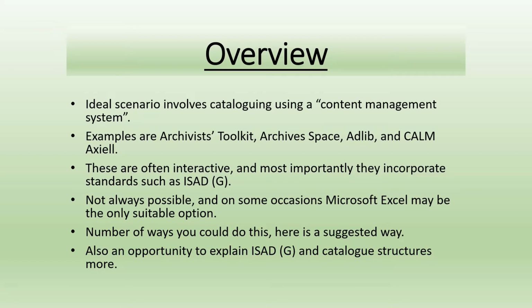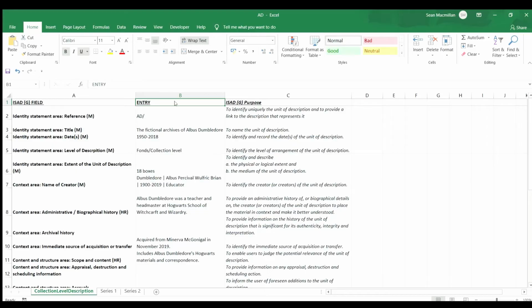Also, I think this would be a fantastic opportunity to explain a little bit more about ISAD-G and catalog structures generally. Okay, so let's take a look at a catalog in Microsoft Excel. The first thing I'll note is that I've noticed over the years that there seems to be a crossover between archivists and librarians and fans of Harry Potter. So to make this slightly more engaging, I've created a fictional catalogue for a fictional collection called The Archives of Albus Dumbledore. I hope this makes it slightly more interesting.